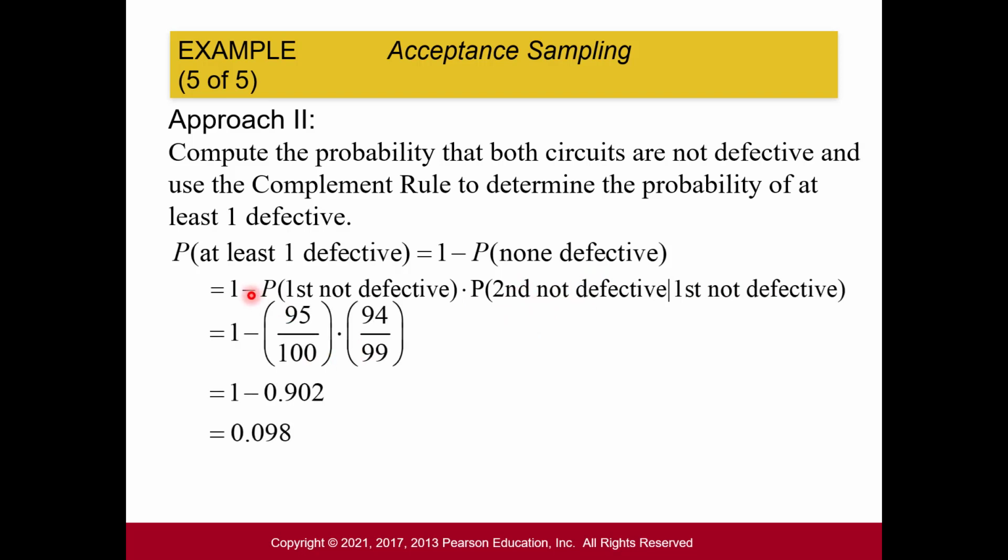Okay, so we still have our 1 minus, and then the first one not being defective we know is 95 out of 100. And then the second one not being defective, given that the first one was also not defective, was the 94 out of the remaining 99. So we multiply first, and then we have 1 minus 0.902, so 0.098, or about 9.8%. Same answer, just a different way to get there.